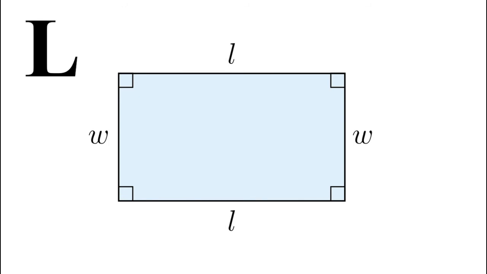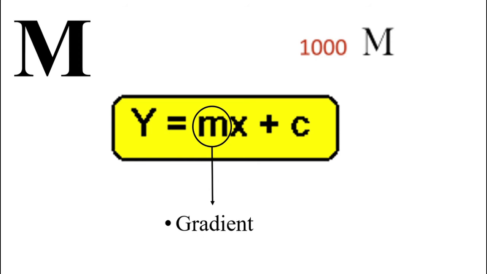L is used to label length in geometry. It is also 50 in Roman numeral, right? And M is 1000 in Roman numeral. It is also famously found in the linear equation y equals mx plus c, where m is denoted as the gradient.